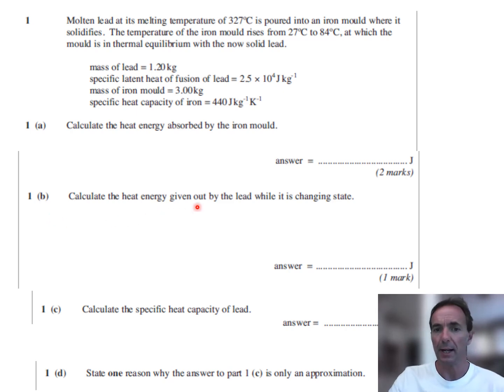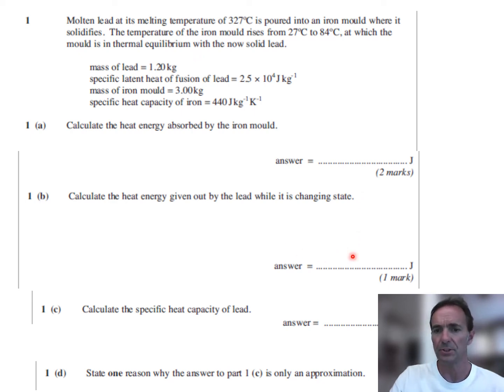Calculate the heat energy given out by the lead while it's changing state. Great, so we're just dealing with it going from a liquid to a solid. We know that it's at 327. We don't care about temperature when we're doing specific latent heats. It's just changing state. So all we need to look for is the mass. Where's the mass? There it is. Okay, and there's the specific latent heat of fusion. All you do is multiply those two together, and you've got the heat energy given out.